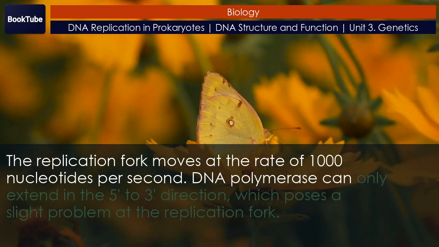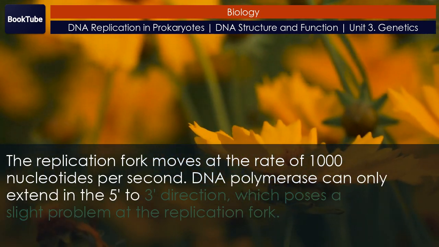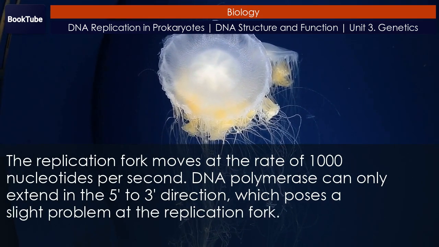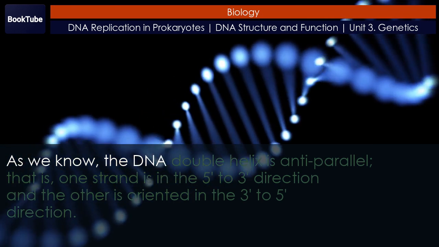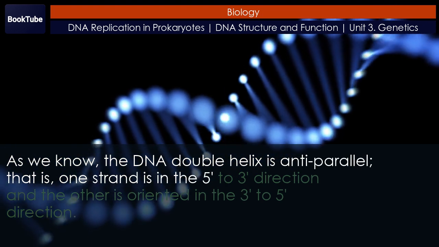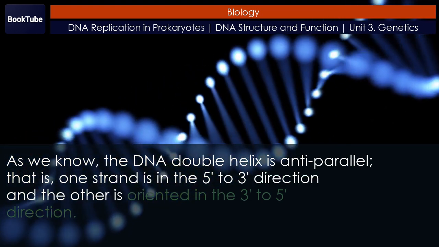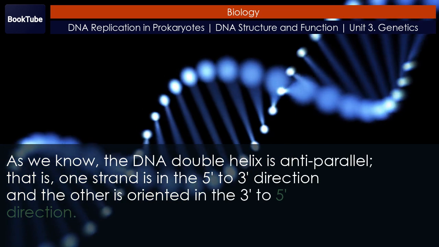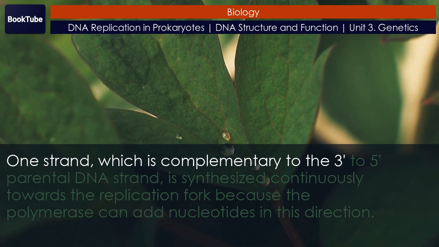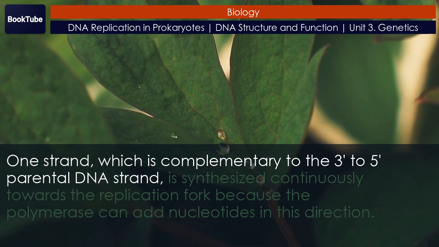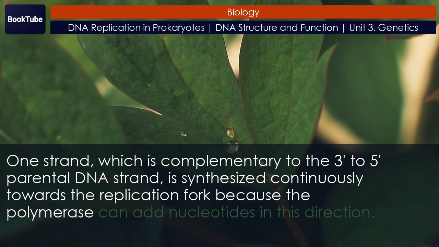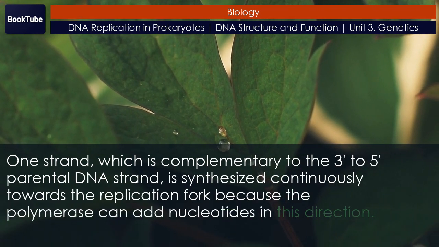DNA polymerase can only extend in the 5' to 3' direction, which poses a slight problem at the replication fork. As we know, the DNA double helix is anti-parallel. That is, one strand is in the 5' to 3' direction and the other is oriented in the 3' to 5' direction. One strand, which is complementary to the 3' to 5' parental DNA strand, is synthesized continuously towards the replication fork because the polymerase can add nucleotides in this direction.